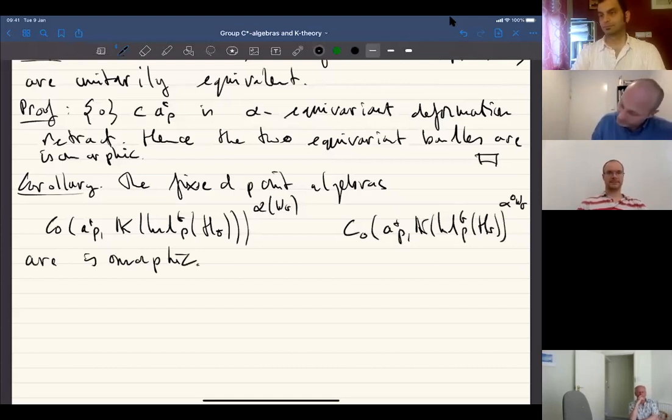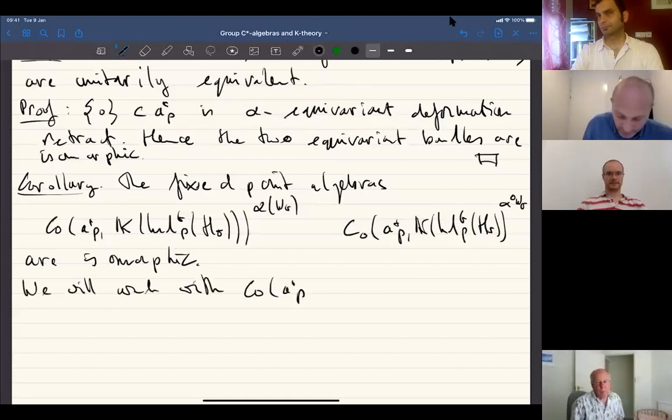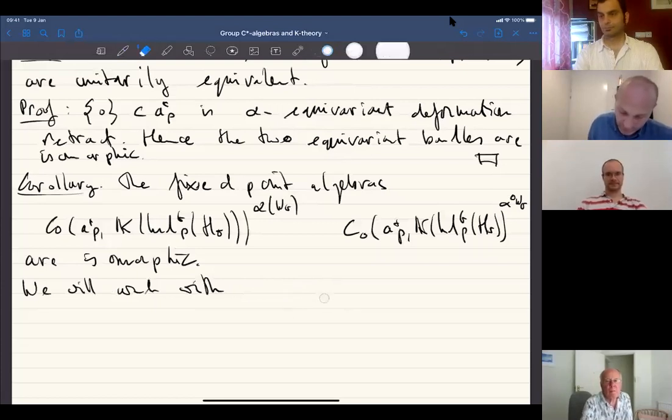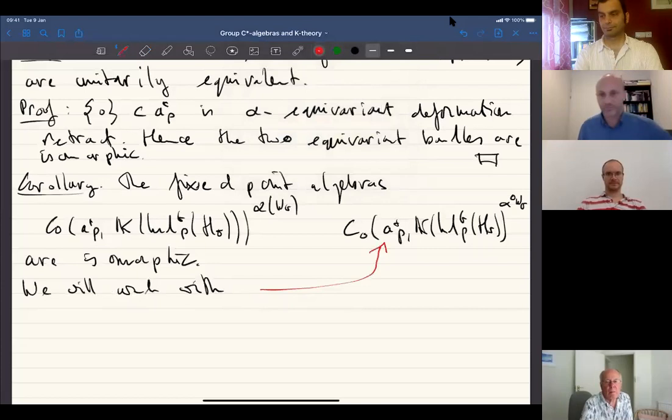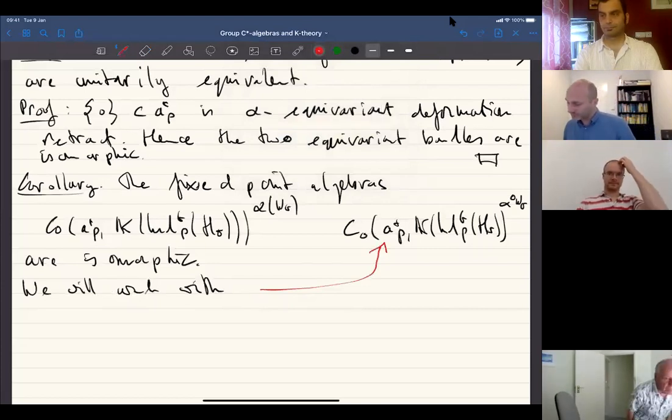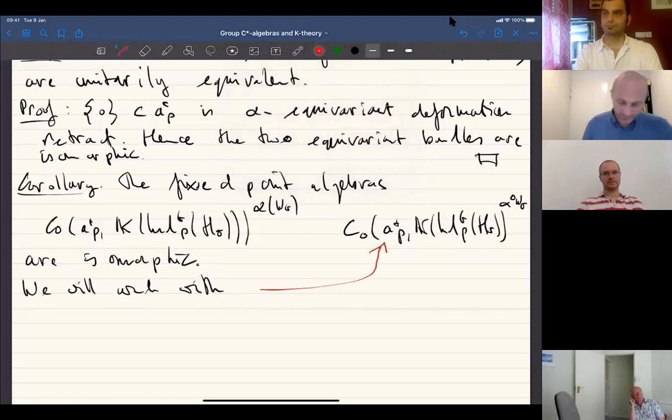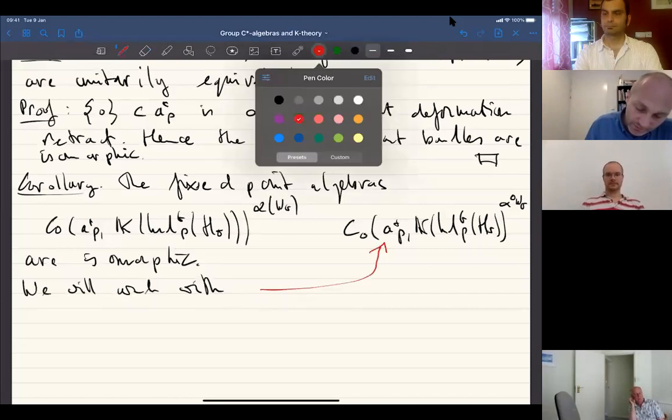And we will have a preference for, we will work with C0 A star. Well, let me make my life easier. We will work with this one. So now we're going to work with the second action that Peter described.